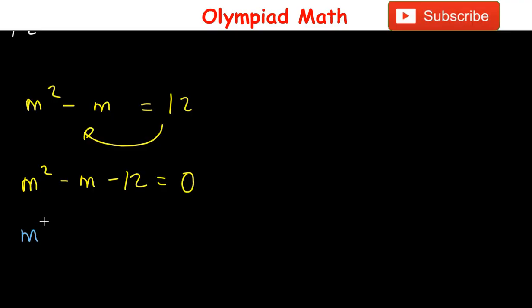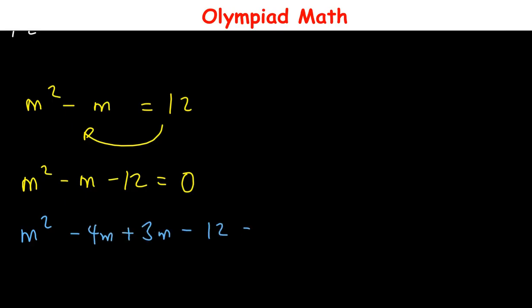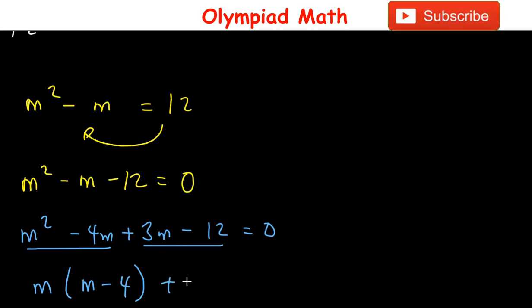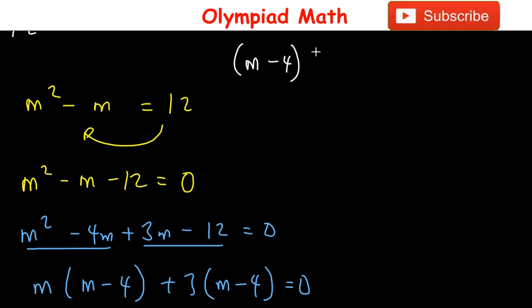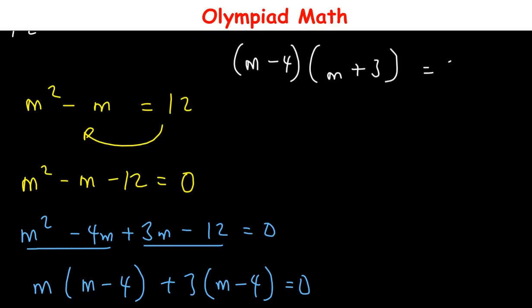So we have m² - m can be written as m² - 4m + 3m - 12, and this equals 0. Factorize out m from this, m(m - 4). Factorize out plus 3 from this, plus 3(m - 4), and this equals 0. Here we have a common factor, m - 4. Pick one m - 4, multiplied by m + 3, and this equals 0.